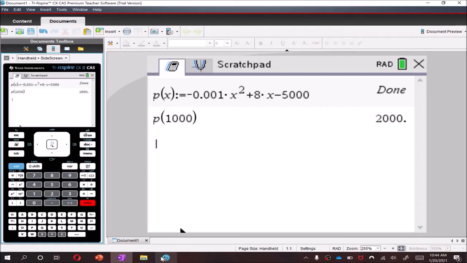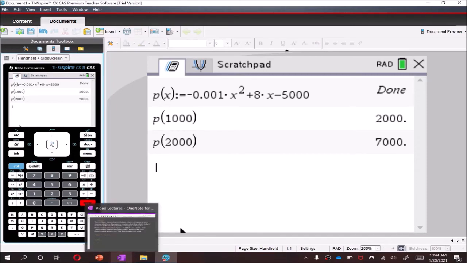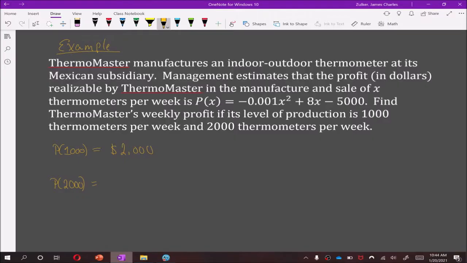Now we can do the same thing, except for 2,000. So I'm going to hit up, so I can highlight P of 1,000, hit enter. It's going to bring it back down. Now all I have to do is scroll over. I'm going to replace the 1 with a 2, and we get 7,000. So the weekly profit when 2,000 thermometers are produced is $7,000.